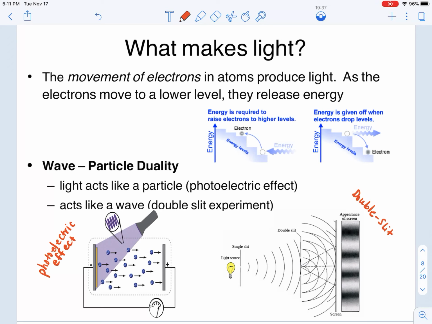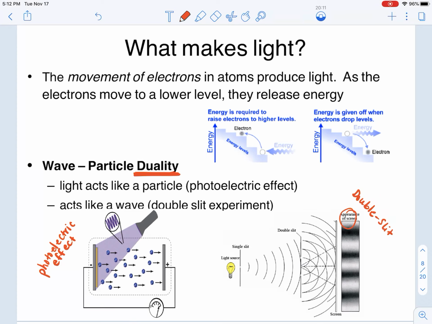So this is a really big deal because we typically just say that things are particles or things are waves, but light is very unique in the sense that it's the only thing that can actually behave as both a wave and a particle. So we call this wave-particle duality. So please make sure that you understand this is a unique characteristic of light, that it has the ability to act like a particle and to act like a wave.